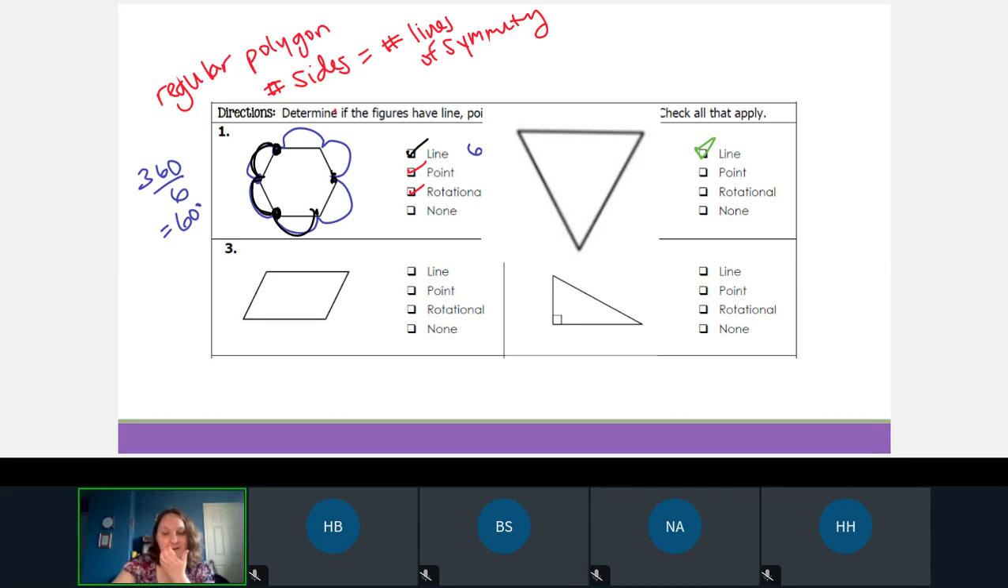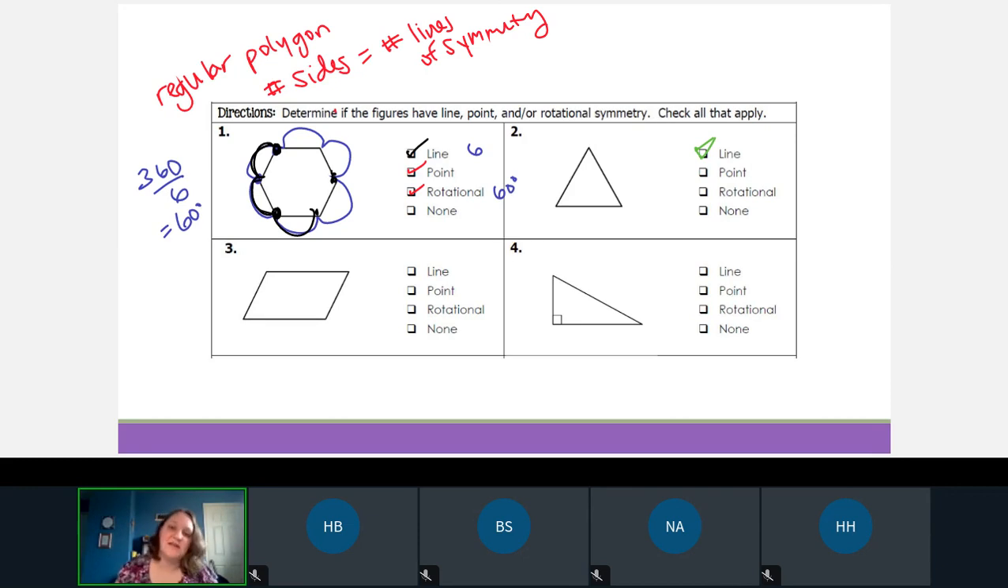Okay, so now, could it have rotational symmetry? Just because it doesn't have point doesn't mean it's not rotational, right? Can I still rotate it? Well, this is a regular triangle, equilateral. Oh, here we go. I could turn it so that this point landed right here.